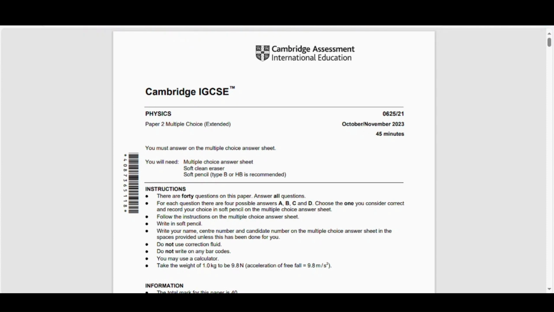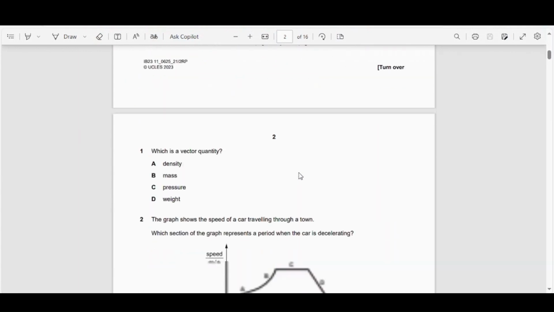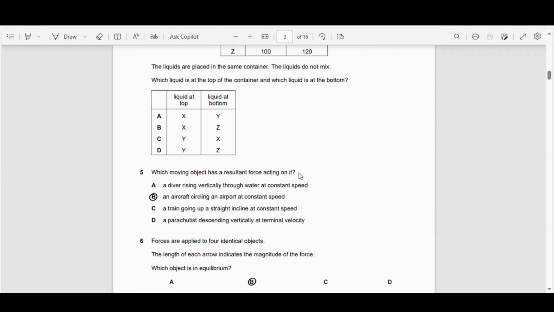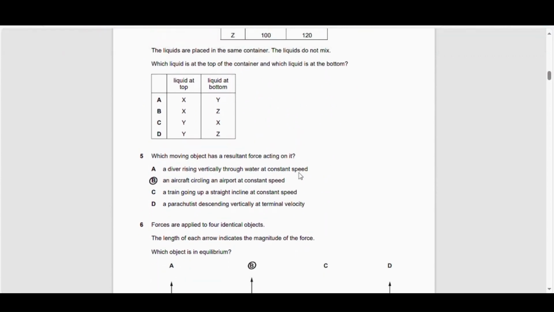So next we look at October-November 2023, paper 2-1. If I go down this paper, we've got a few questions on kinematics. And then the first question on forces in motion is, which moving object has a resultant force acting on it? So I think the easiest way to answer these questions, because we know that they seem to be targeting circular motion, is to look for examples where there is circular motion, right? So in the case of B, we can see that the aircraft is circling an airport at constant speed. So that's the example with circular motion here.